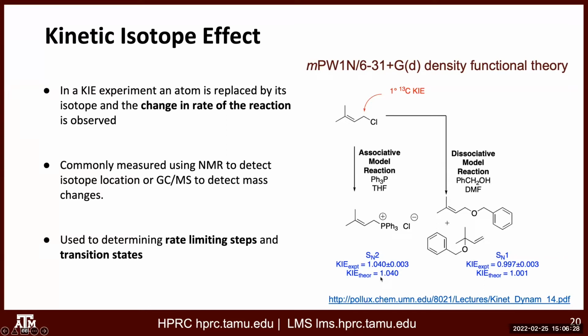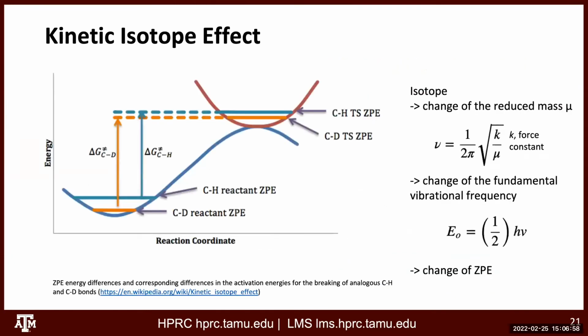For the associative mechanism, if your theoretical result is about 1.04, and if your calculated KIE for the dissociative method is only 1, then you would be more confident that your reaction goes through the associative model. So that's kind of what the KIE can tell you.